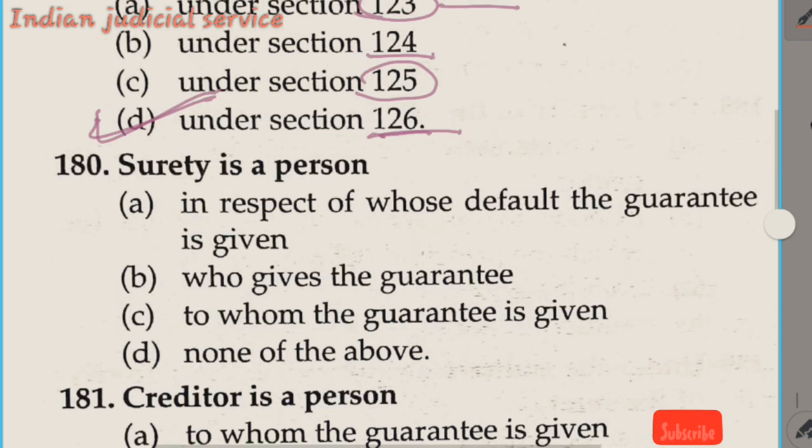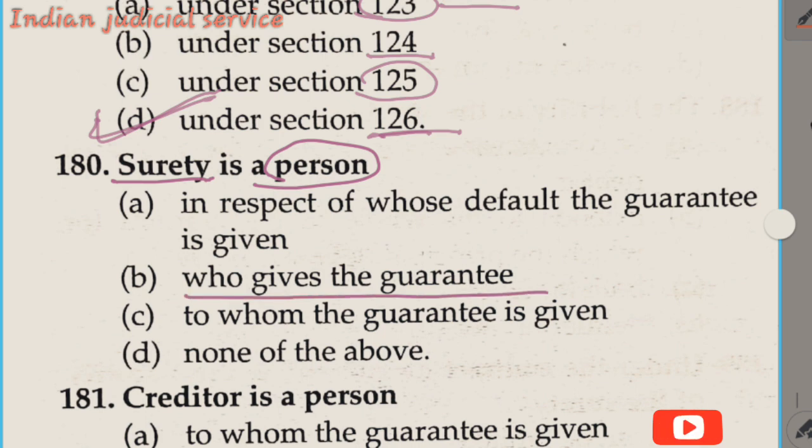Now come to question number 180. The surety is a person who gives the guarantee, as we just discussed. So the answer is option B.